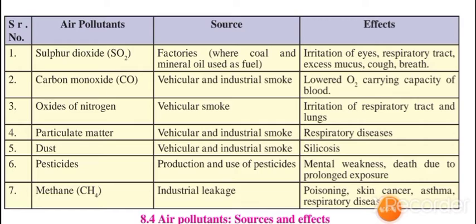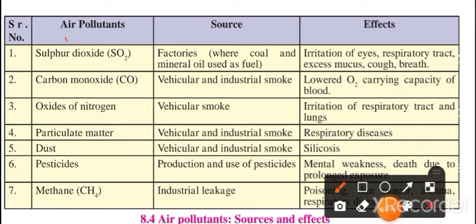So in this table we are going to discuss air pollutants, their sources, and what type of effects we get from them. The very first air pollutant is sulfur dioxide. The chemical formula for sulfur dioxide is SO2. This is released from factories where coal and mineral oil are used as fuel. This is the source for sulfur dioxide. Through this, air pollution increases.